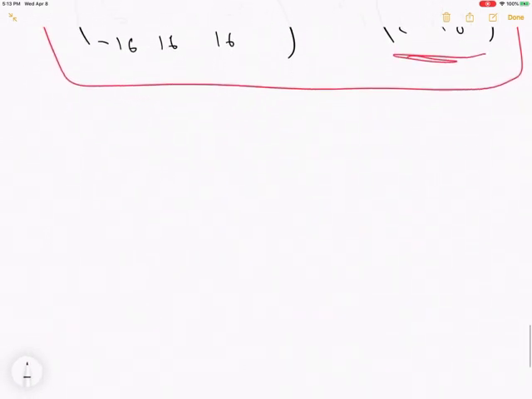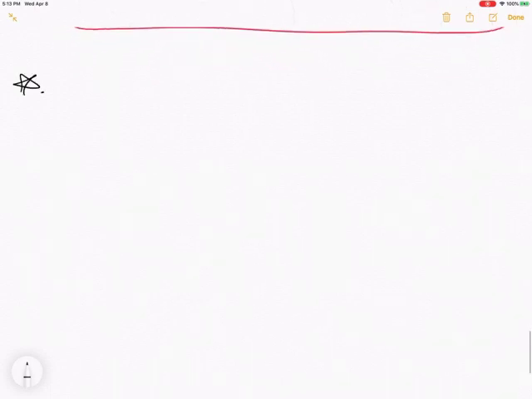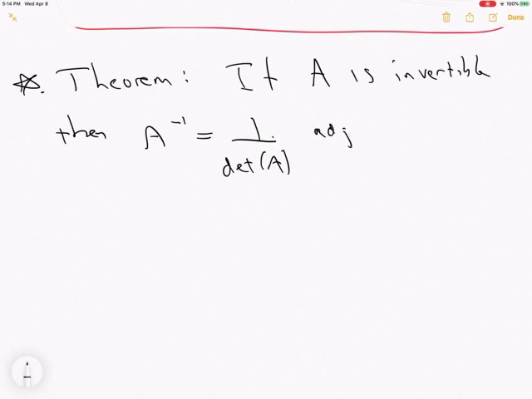So applying a transpose is such a trivial thing. Why do we need a new term for it? And the reason is because of this very, very important result. So this is a theorem. It says that if A is invertible, then we can actually calculate the inverse matrix as 1 divided by the determinant of A times its adjoint matrix.